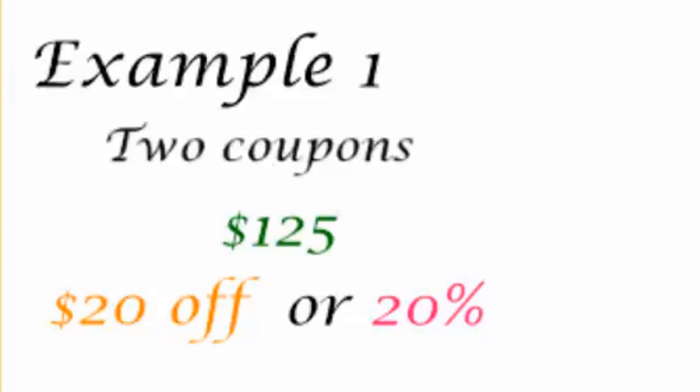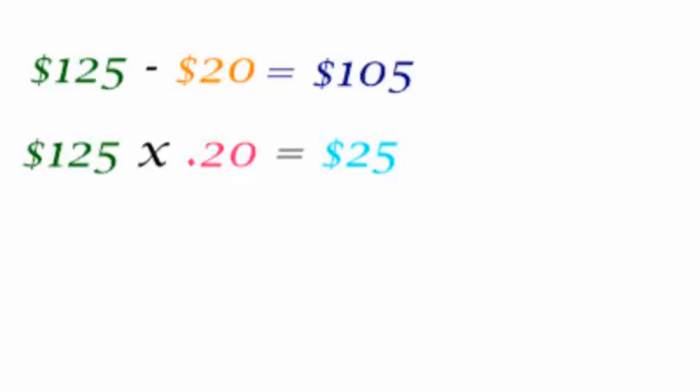Now let's imagine a scenario where we have two coupons for the same item. The item's $125. One coupon is $20 off, the other one's 20%. Which one will save us more money? Let's start by subtracting the $20 off coupon from the $125. This means we're going to pay a final price of $105.